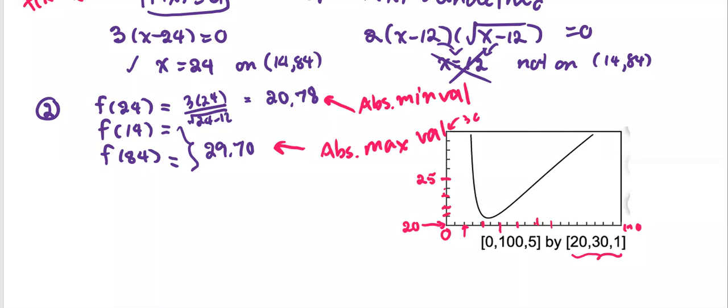29.70, that means at x equals 14, so that point, and x equals 84, it's 84 over there. See that we have the same function value. And on the bottom, which is the lowest point of the graph, that's the absolute minimum. The value is 20.78. So this is the absolute max, and this one is the absolute min.